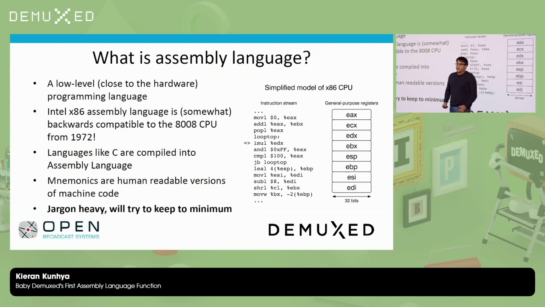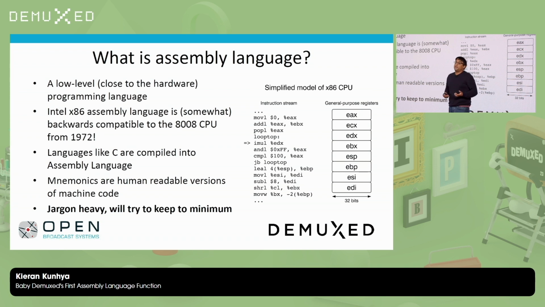So what is assembly language? Assembly language is a low-level, close to the hardware programming language. So you can see behind me, x86 assembly language. This, broadly speaking, is backwards compatible to the original 8088 CPU from 1972. And languages that we know, like C, are compiled into assembly language, broadly speaking.